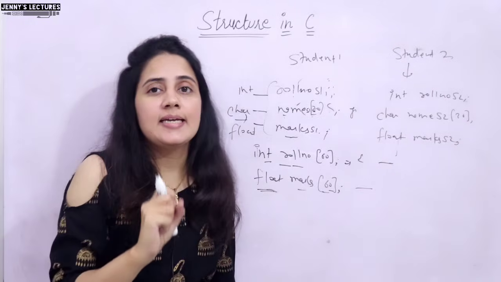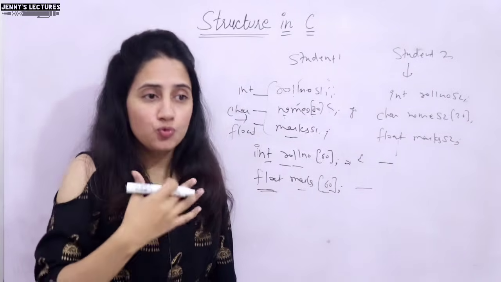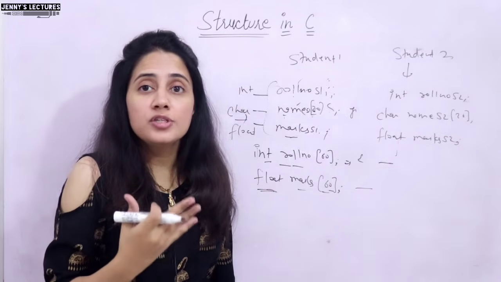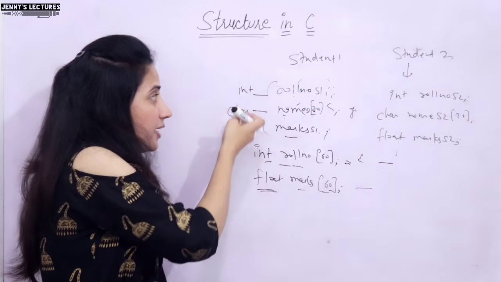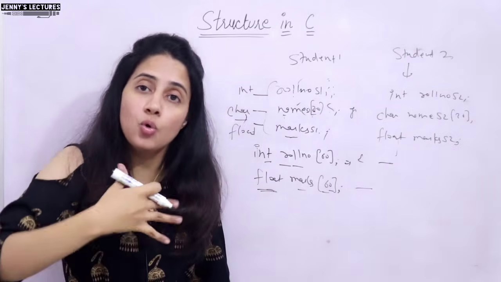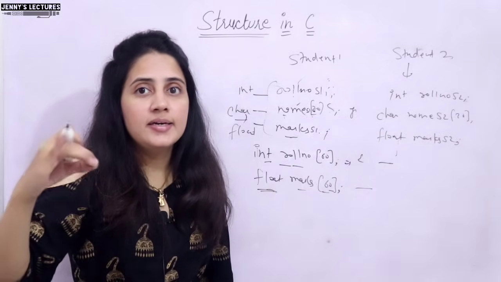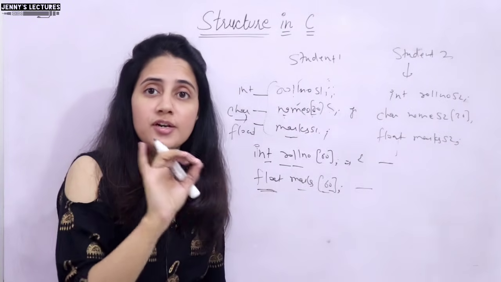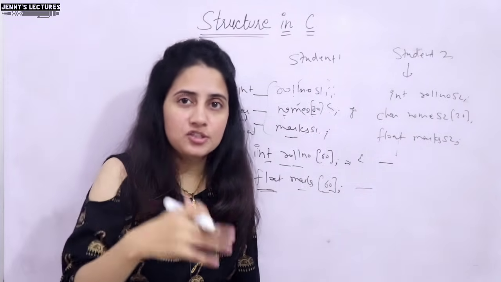Structure is also a data type, but structure is what? A user defined data type. It means we can define our own data type, right? How can you define your own data type? Using these primitive data types, int, char, float, double. Using these data types, we can define our own data type. So, structure is a user defined data type. First thing is clear to you, structure is a user defined data type, right? Now, we will complete the definition one by one.